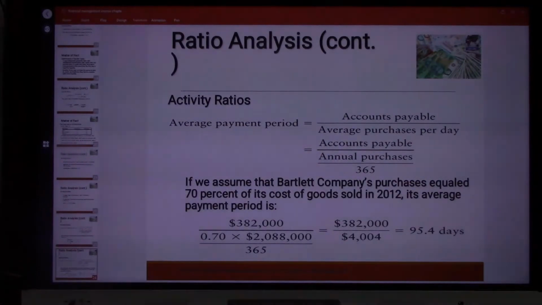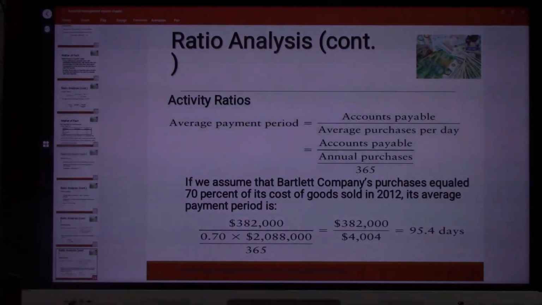Another sub-ratio regarding the activity ratio is called average payment period. Average payment period is equal to accounts payable divided by the average purchases per day. Average purchases per day is equal to annual purchases divided by 365. By substituting in this equation using our data, we will find that the average payment period is equal to 95.4 days.